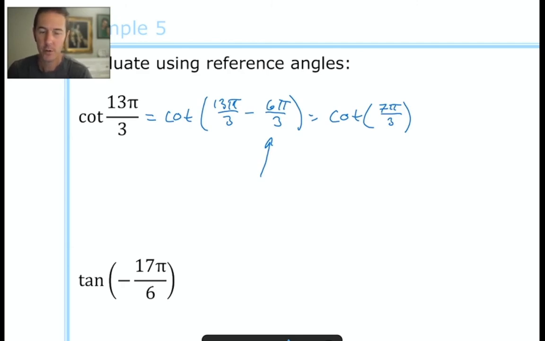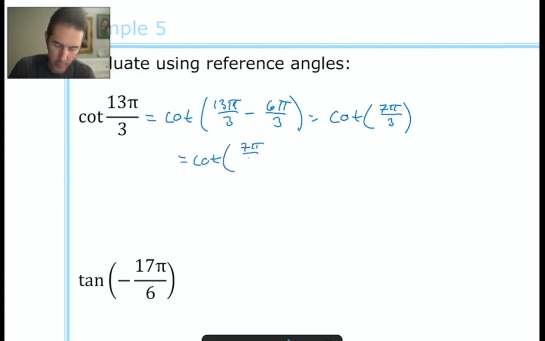7 pi over 3 is still larger than I'd like it to be, so I'm going to subtract out, gee, if I take out another 6 pi over 3, we're going to be looking good. We're going to have a very manageable angle measure. So I'm going to say that this is equal to the cotangent of 7 pi over 3 minus another 6 pi over 3, removing another 2 periods. That's an equal sign, believe it or not. So this is equal to the cotangent of pi over 3.